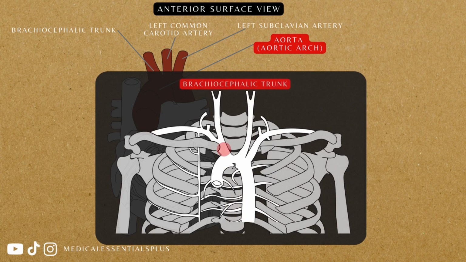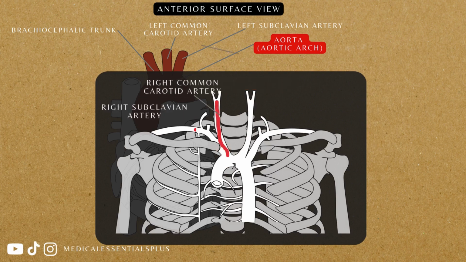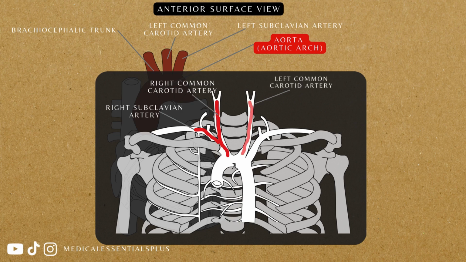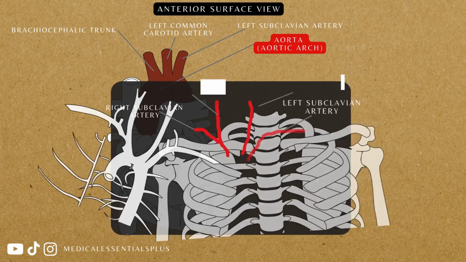Here's a detailed view. The first branch of the aortic arch is the brachiocephalic trunk. This artery is further divided into the right common carotid artery that irrigates the head and neck, and the right subclavian artery that irrigates the right arm and thoracic structures. The second branch, the left common carotid artery, also irrigates the head and neck. The third branch is the left subclavian artery. It irrigates the left arm and thoracic structures.